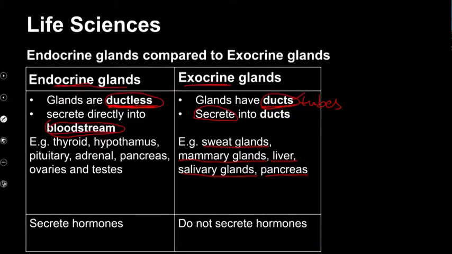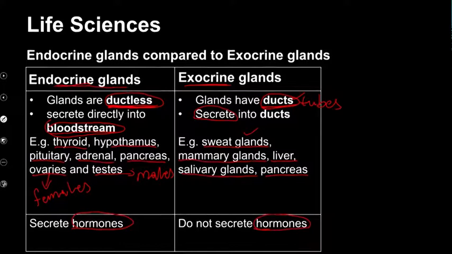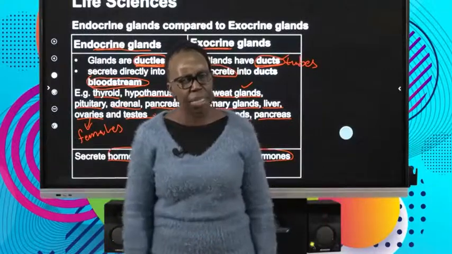And what are the examples of these? We've got the thyroid gland, the hypothalamus, the pituitary gland, adrenal gland, pancreas, ovaries in females. Remember, only in females. And testes, only in males. This is key to know. And these endocrine glands secrete hormones. But the exocrine glands do not secrete hormones. Like we gave an example of the sweat glands. What is secreted from the sweat gland? It's sweat. So sweat is not a hormone.